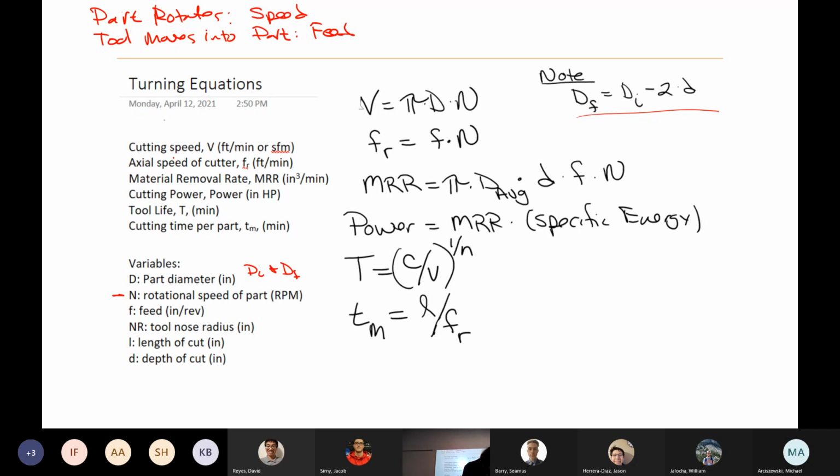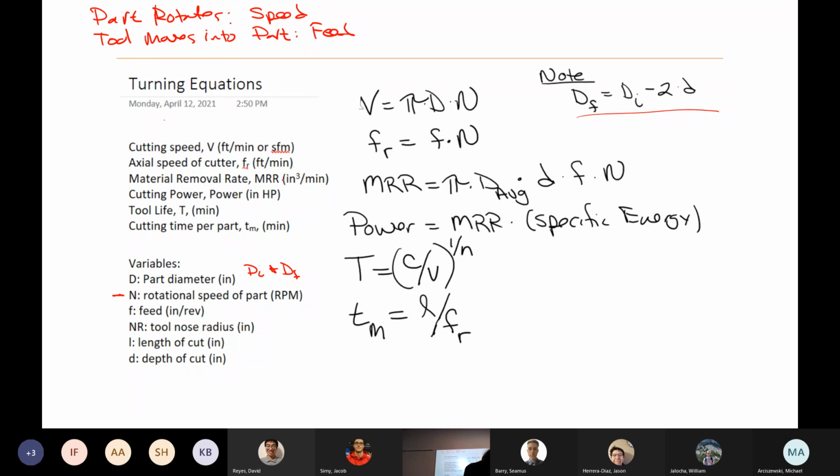Now some of the other ones that we need to calculate in our homework will be the cutting speed, in feet per minute. SFM is surface feet per minute. If you're looking on a tooling website and you see SFM, that's surface feet per minute. Tools are often rated to a maximum surface feet per minute, and that is the one used in the Taylor tool life equation.